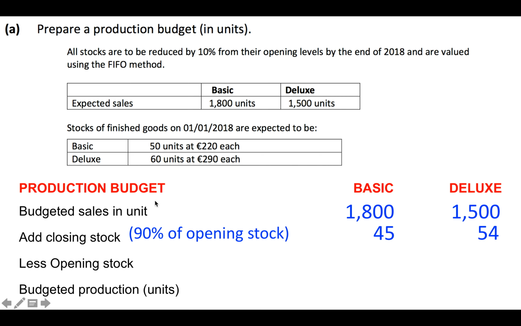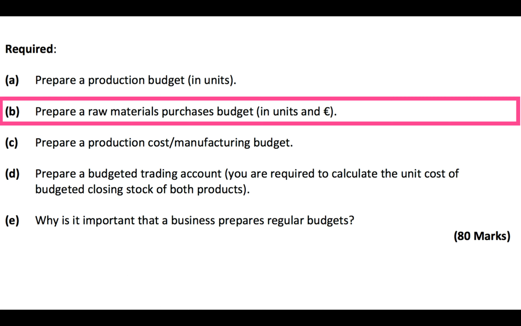So less closing stock. So this is our closing stock here. So minus 50 units and minus 60 units. Why are we taking away the opening stock? Because we already have those made. We do not have to produce those again. So how much do we have to make? So we have to make 1,795 units of Basic and 1,494 units of Deluxe.